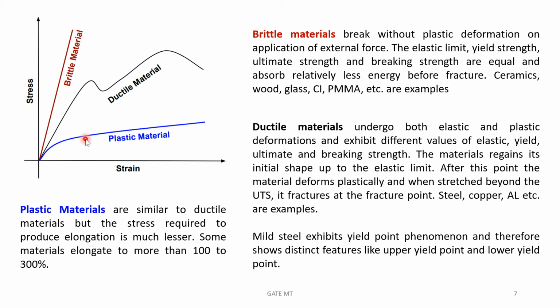Then finally we have plastic materials. Plastic materials also exhibit a large amount of elongation or strain, maybe 100 to 300 times in certain cases. But the amount of stress that is required to produce such an amount of strain will be comparatively very less when we compare it with that of a ductile material. So these are the basic features in different materials when we are comparing their stress strain diagrams.